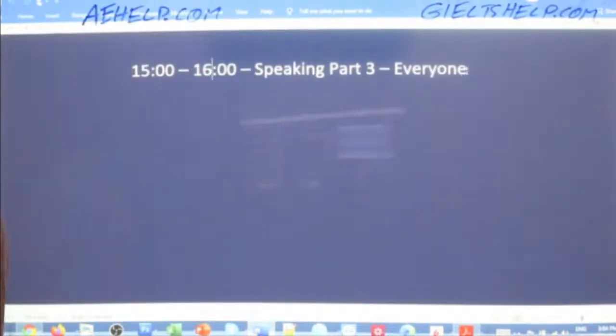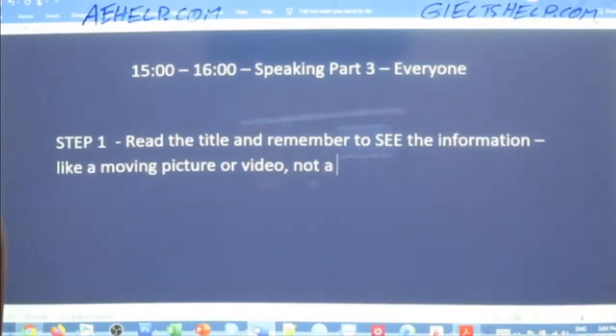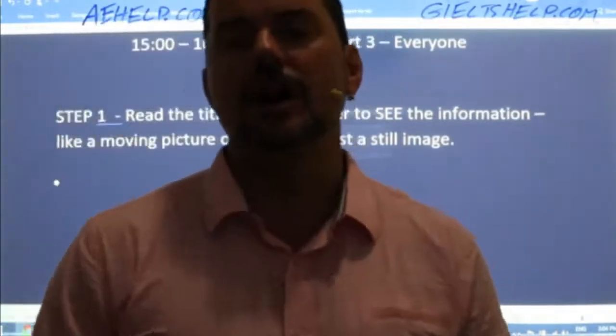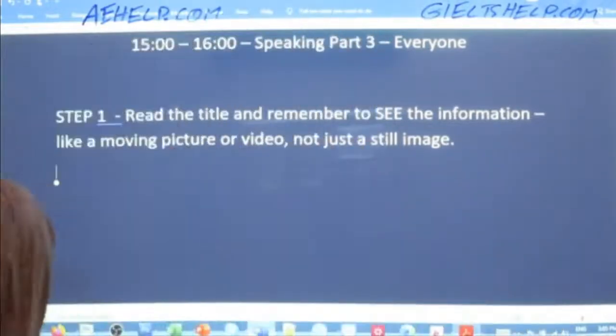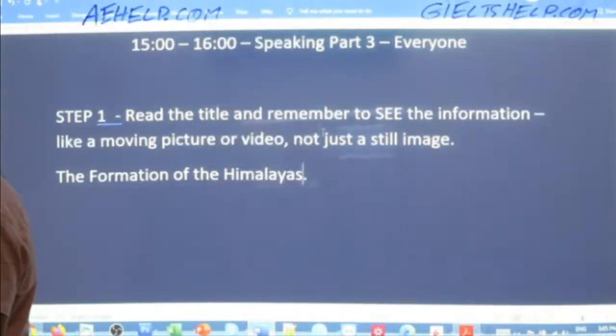Okay, so let's use your visualization and your knowledge. Okay, so step one, read the title. And remember to see the information like a video, not just a still image. Okay, so when you read this title, the Formation of the Himalayas, what do you see? What kind of picture comes to mind? And again, what kind of video, I should say, comes to mind?